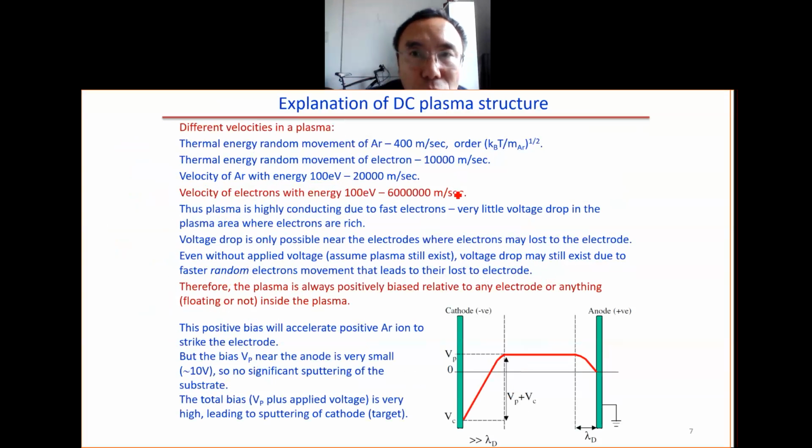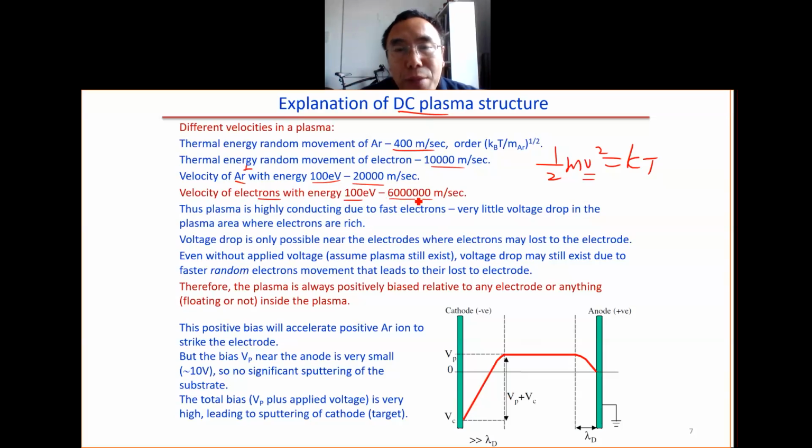Now let's continue to look at the properties of the DC plasma. The thermal velocity is given by v = sqrt(kT/m), which is about 400 meters per second for argon. For electrons, it is about 10,000 meters per second. When the argon ion has energy 100 electron volt, this gives 20,000 meters per second. For electrons with 100 electron volt, the speed becomes 6 million meters per second. For thermal energy, it's only 10,000 meters per second, so this is very, very fast. We have very, very fast electrons.